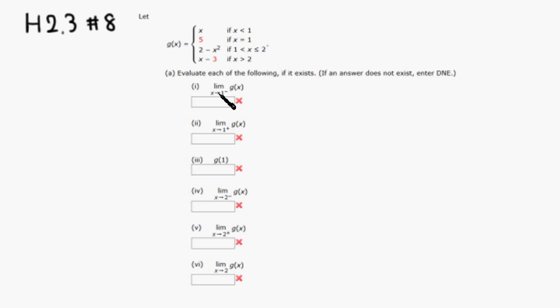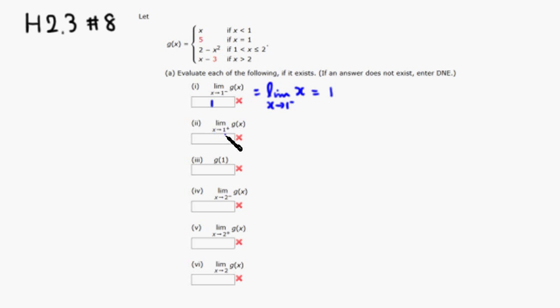So x is coming from the left-hand side. When x is less than 1, the definition is x, which means that when we do this limit we have to follow that formula. So it's going to be the limit of x as x approaches 1 from the left. Since x is going to 1, this is 1. So the answer is 1.